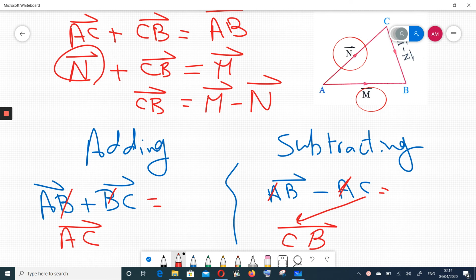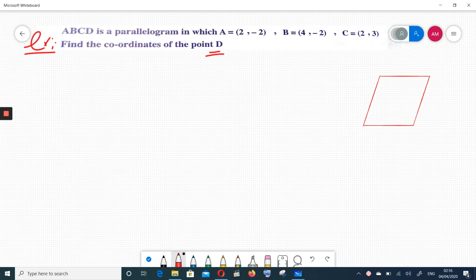Okay, let's have an example to know how we are going to use adding and subtracting in this case. In this example, this is a parallelogram ABCD. As we studied before, he gave me the point A, point B, point C, and we need to find the point D. We can use any method to solve it, but here we can solve this one by using the vectors.